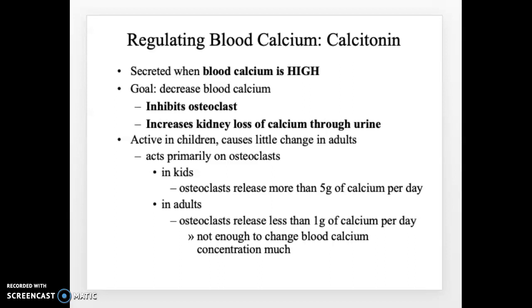Calcitonin is really important in kids. They are remodeling their bones at a very quick rate. As kids are growing, their bones are lengthening. There's a lot of osteoclast activity. In adults, there's not a whole lot of bone remodeling happening, so we're not losing a whole bunch of calcium.